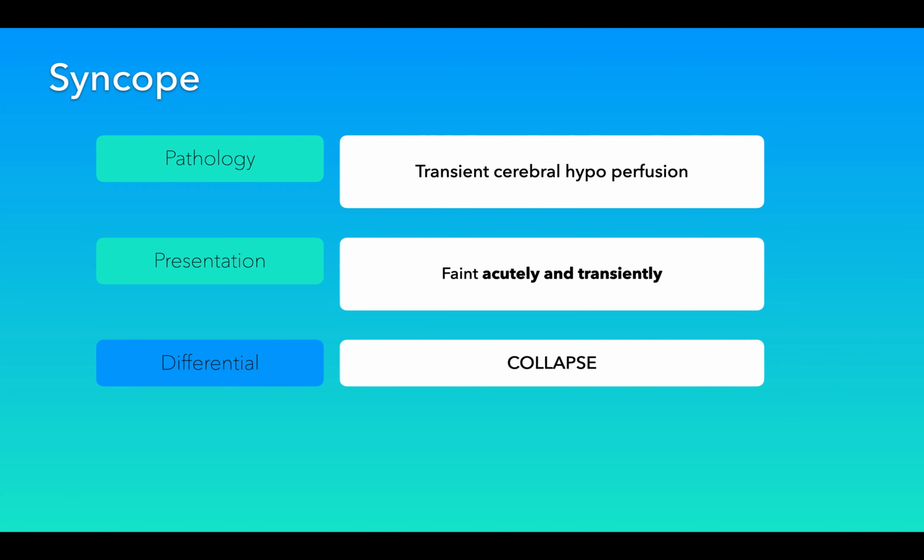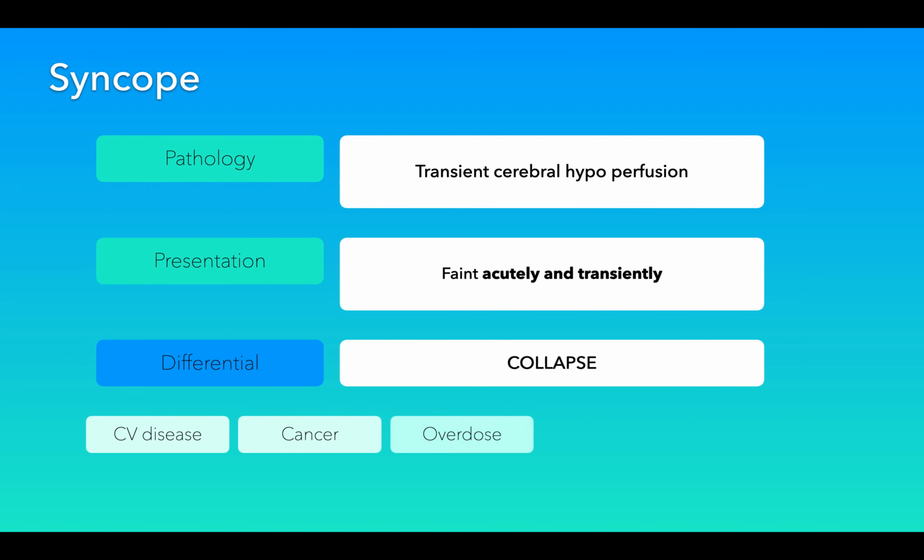Now, if a patient drops in front of you, it can be quite scary, so you need a good mnemonic. And a good mnemonic for some of the top causes is collapse: cardiovascular disease, cancer, like a space-occupying lesion in the brain, overdose, very classic, low blood pressure, like your orthostatic hypotension, a space-occupying lesion, alcohol, POTS, which we're not going to go through in this lecture, but it's a sort of postural orthostatic tachycardic syndrome. They stand up and the heart rate goes up.